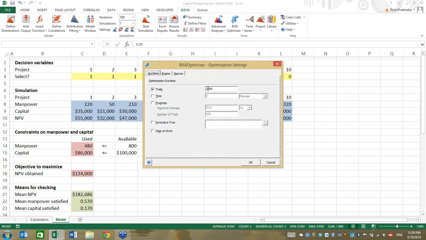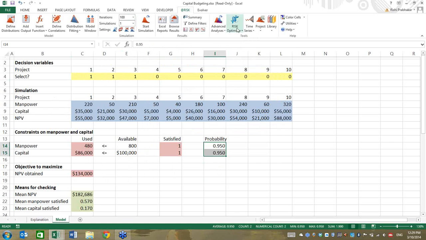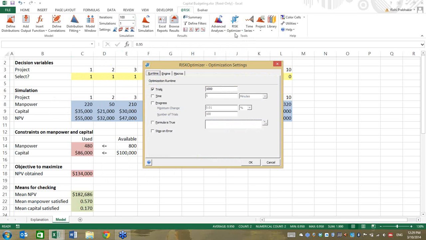It's set to run 1,000 trials, so we'll stop it long before that. That's okay. I will go back to that quickly. Just to note, the same notions for an Evolver optimization are used for the runtime in RISKOptimizer: a fixed number of trials, a fixed amount of time. Neither of those are necessarily great options.